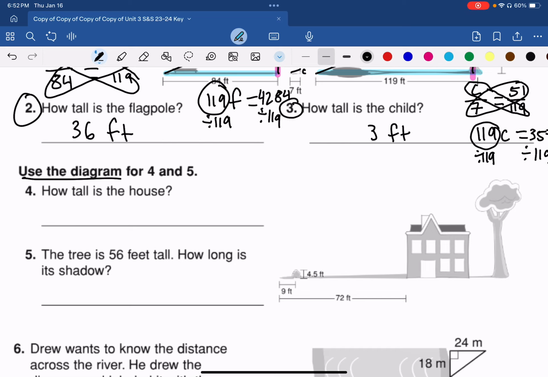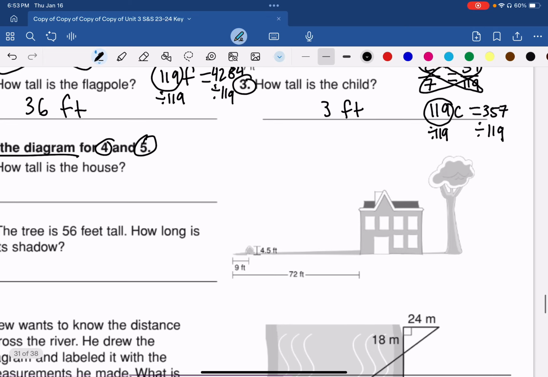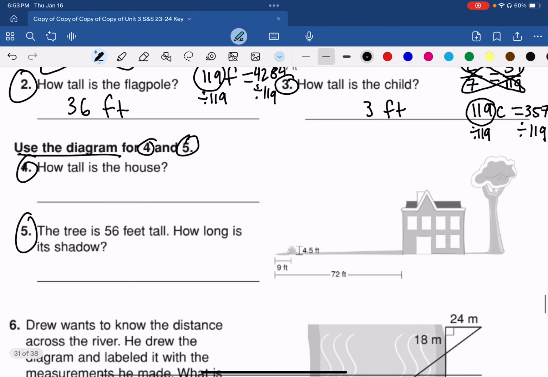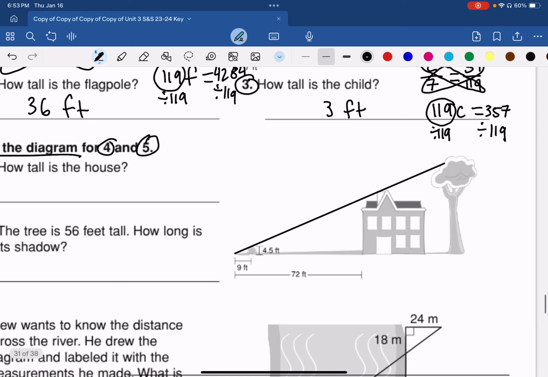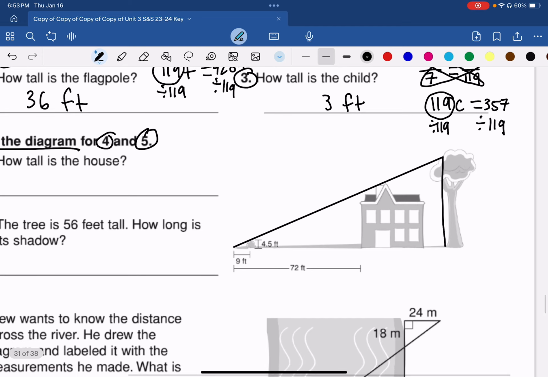It says use the diagram for 4 and 5. All right, that's 4, that's 5. Here's the diagram. Again, my first step is probably to be, there's no triangles. I'm going to freak out. No, I'm not. Look at that. There's one big triangle right there, I know.